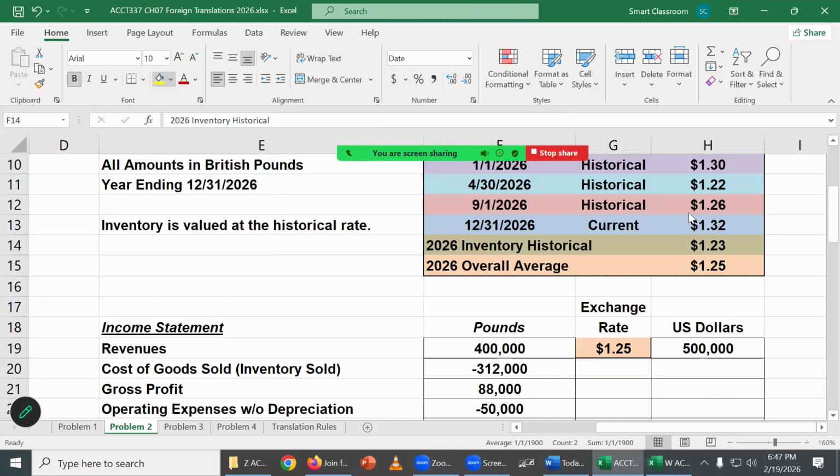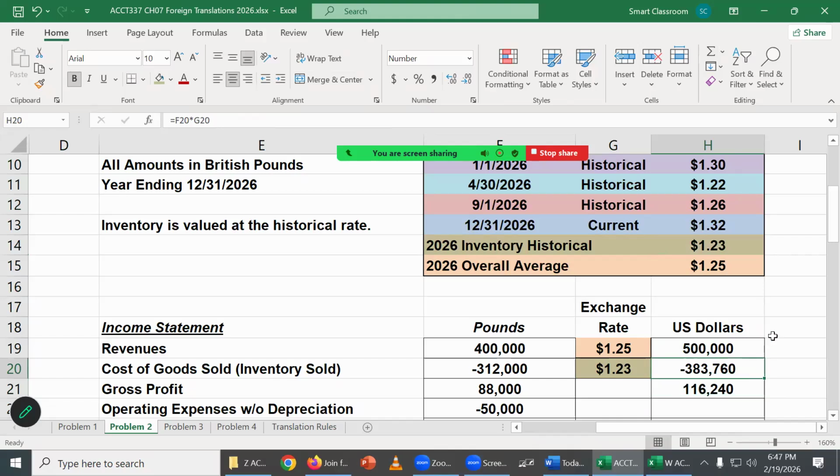We'll make it peanut butter color. So inventory will go in that peanut butter color. Are you guys writing this down? Peanut butter color. All right.